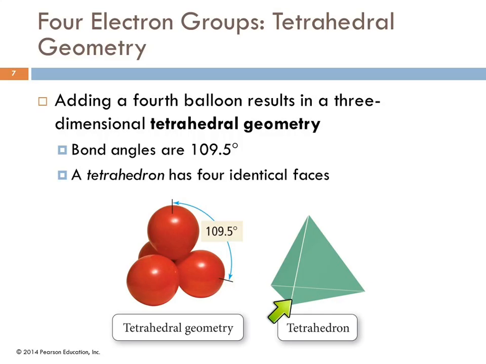It's a triangular pyramid. There's a triangle at the bottom and it rises to a point. These angles are 109.5. And this is how 4 things can get away from each other in 3-dimensional space. It's called a tetrahedral geometry. And this is a really important one to be able to visualize.